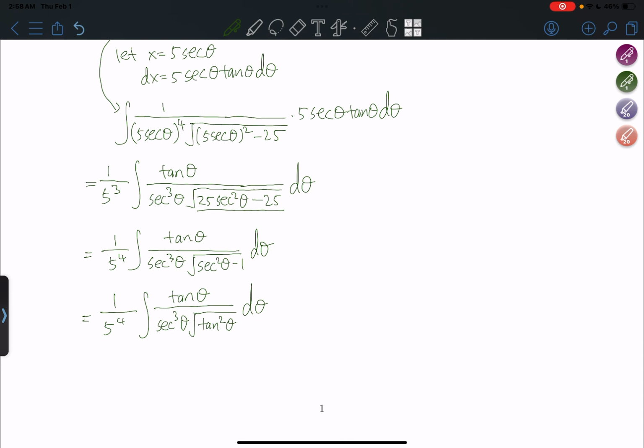Square and the square root cancel out. In fact, in this particular case, when you take the square root of tangent squared, you just get tangent. So that's going to cancel out with this tangent on the top. So this whole integral actually just becomes 1 over 5 to the 4th integral of 1 over secant cubed theta d theta.